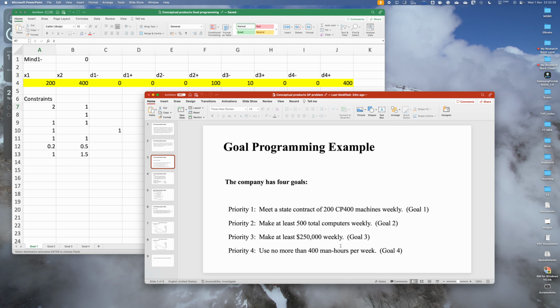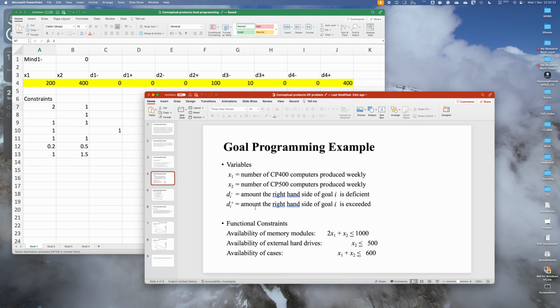We have to convert them into equalities. We have to introduce the deviation variables. So the decision variables now become the original two variables, which are the number of computers to be produced weekly, CP400 and CP500, and we also have the corresponding deviation variables for each goal.